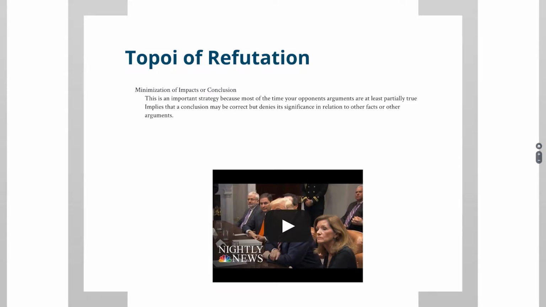Another example of argument is the minimization of impacts or the minimization of significance. Sometimes people will make an argument and instead of responding and saying that's not true, they'll say, well, that's just not an important point. This is minimization. This is a common tactic used in refutation. You might think about using that in your debates.